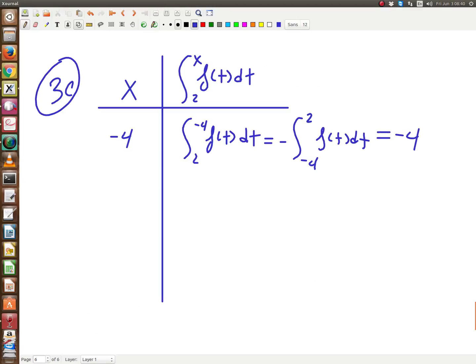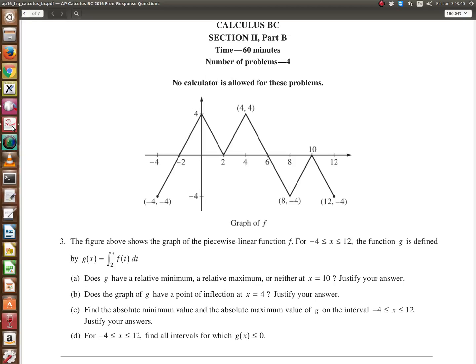All right, another critical point was when g prime was 0, which is f of 0, is x equals -2. So what's the area from 2 to -2 of f of t dt? Again, it's going to be the opposite of the area from -2 to 2. So let's look at the area from -2 to 2 and negate it. Well, there's a triangle of base 4 and height 4. So the area is going to be 8. But now we're negating it, so we get -8.